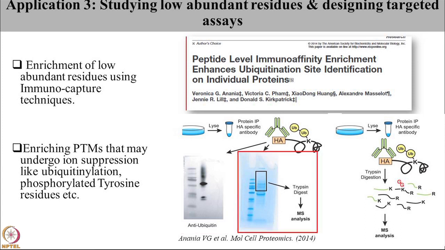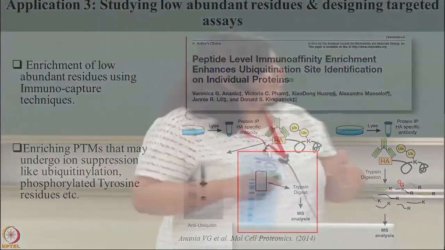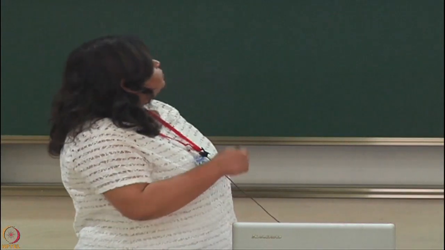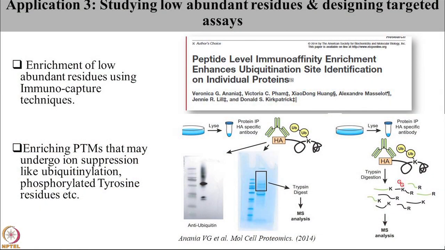And secondly, you can do your IP experiment. You can use the antibody and then the bait protein and do an IP, and then you can run it in the gel, make fractions of it, and directly subject it to mass spectrometry. So in this case, ubiquitination involves glycine to lysine residues. The ubiquitin is attached to the lysine residues of the substrate protein.